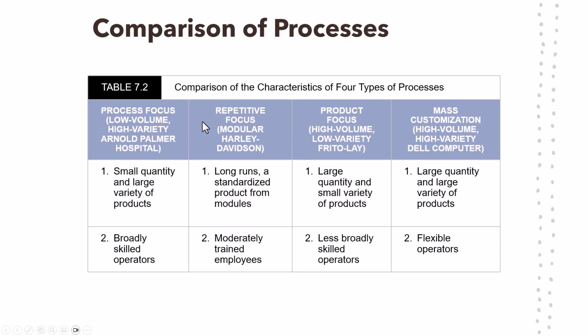So comparing the different processes. Process focus, once again, small quantity, large variety of products, skilled, educated workforce. Repetitive assembly line, right? Modular assembly, so long runs, and moderately trained employees. Product focus, high volume, low variety, such as potato chips, so large quantity, long runs, but less broadly skilled operators. Mass customization, large quantity and large variety of products, and flexible operators.